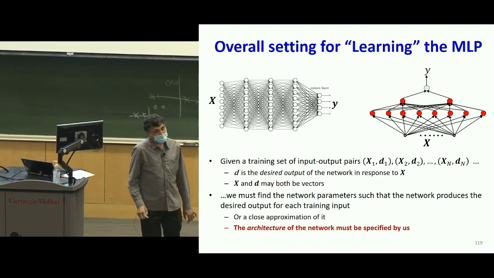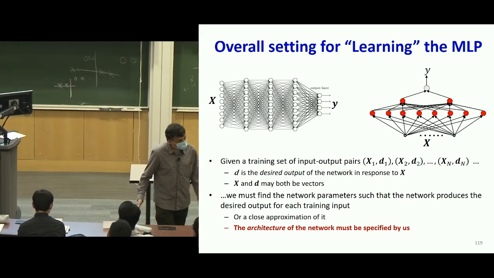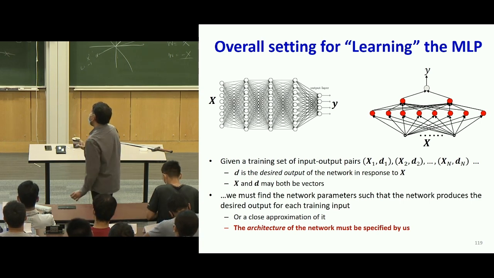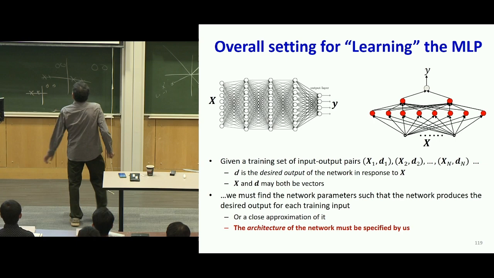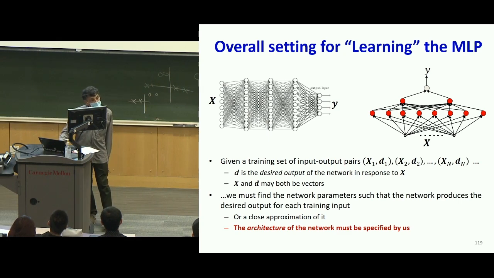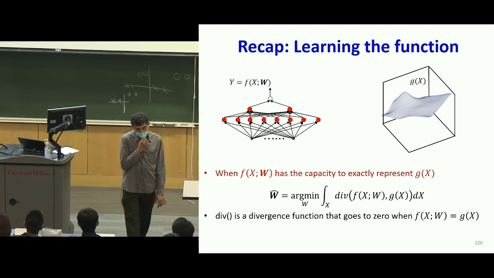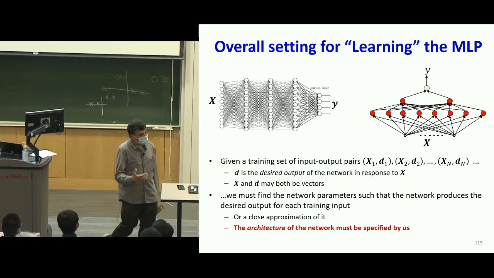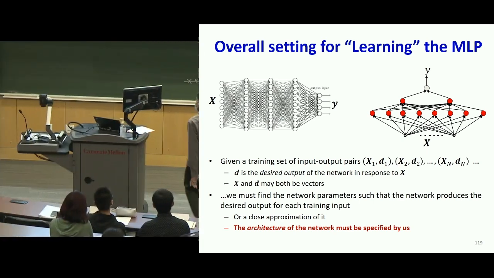So here's the overall setting for learning an MLP. You're going to be given a collection of training input-output pairs, x's and their corresponding d's, okay? The desired output, where x and d may be vectors. We want to find the network parameters such that the network produces the correct desired output for each training input, or at least a close approximation of it. I'm going to assume throughout that the architecture of the network is given to you, that you have specified it. And so we are going to try to quantify the error between the output of the network and the desired output of the network in a manner that is differentiable, okay?